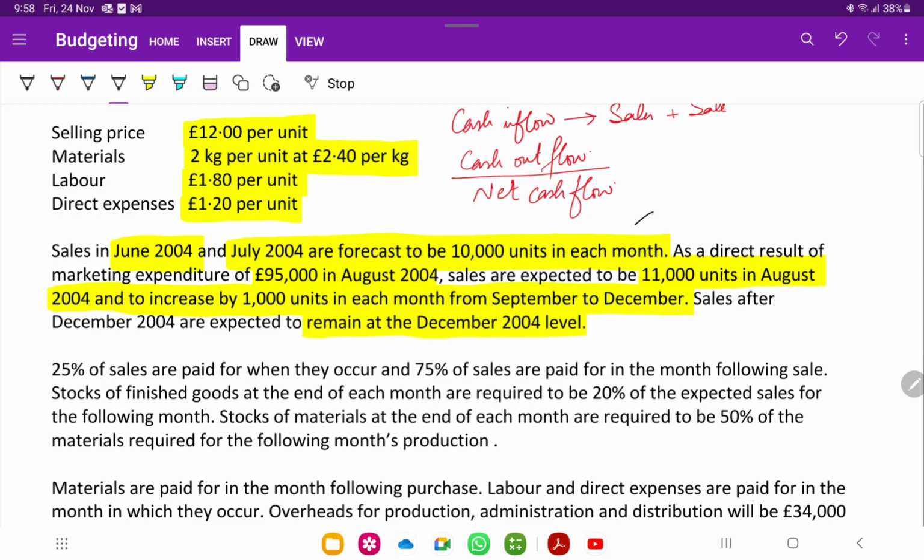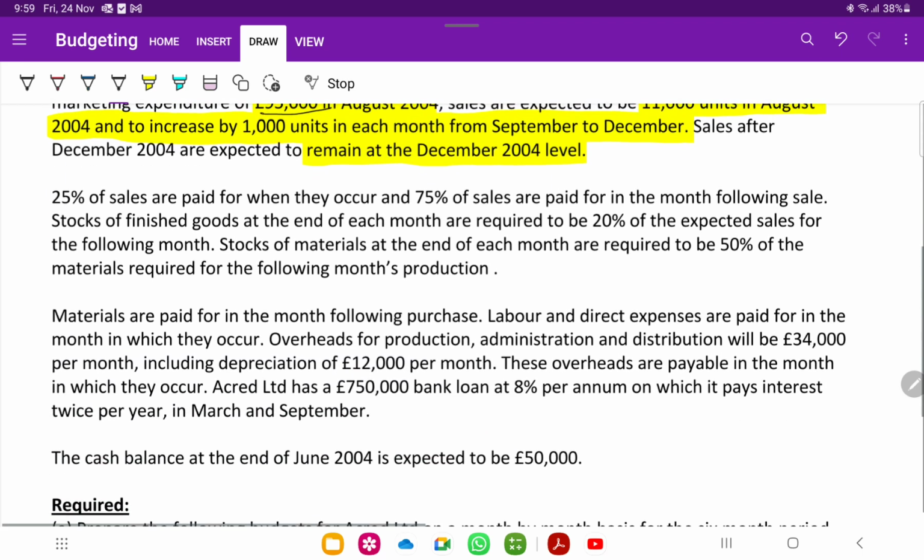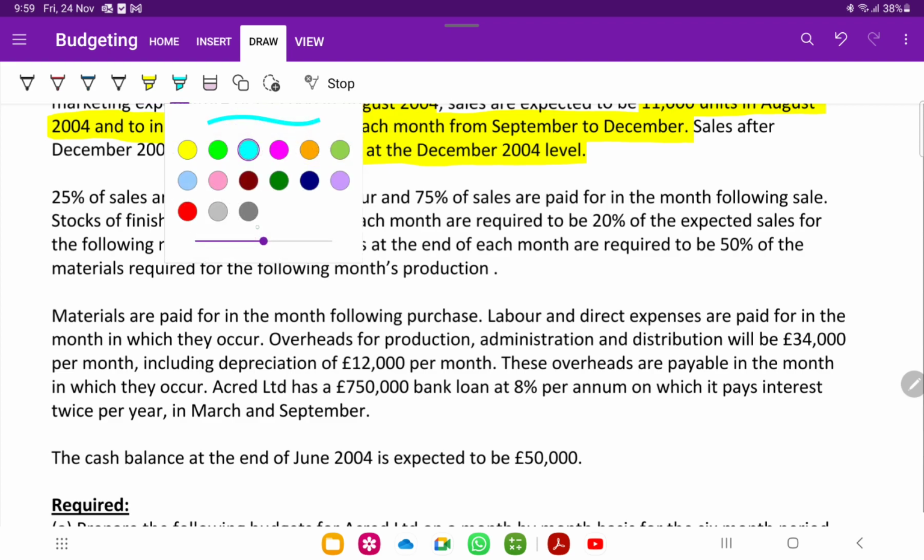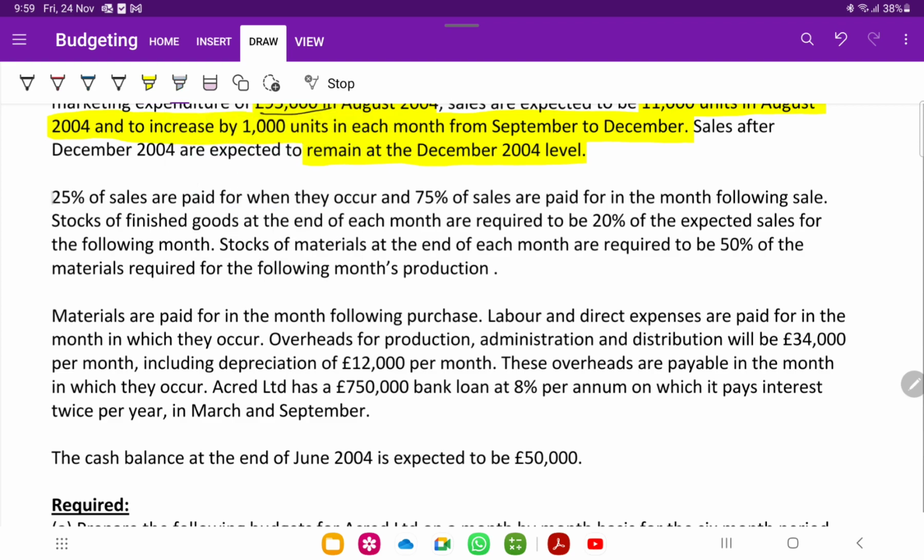So in the first introductory paragraph, the examiner describes the situation, which is actually about the sales volume and a little bit about the marketing expenditure, right? What's next? 25%. Now this is an important part. This is actually related to the cash budget part. 25% of the sales are paid when they occur, and 75% of sales are paid for in the month following the sales. So 25% of sales are cash sales, and the balance is credit sales.